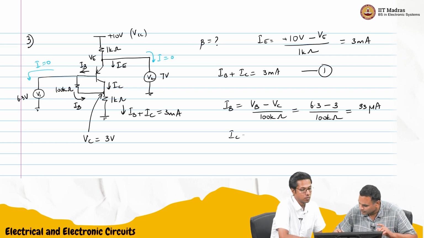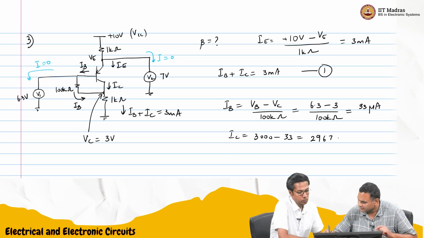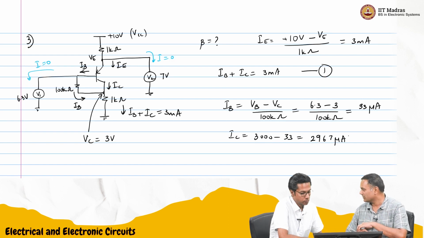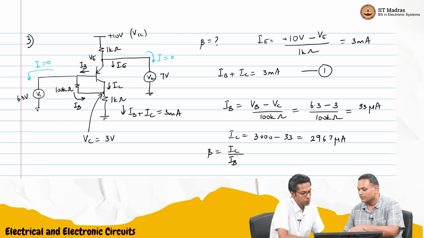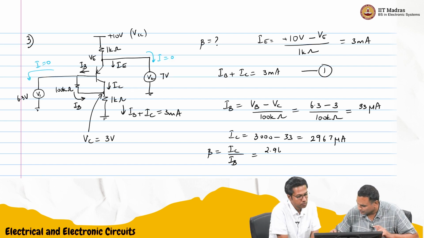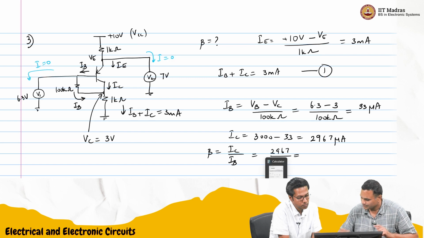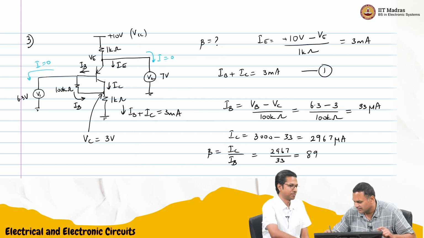Now it is easy. IC we know is 3000 minus 33, which is 2967 microamperes, or 2.967 milliamperes. Beta is IC by IB. Once you find out IB, it is 3 by beta plus 1. So 2967 divided by 33 is 89.91, so about 90. Correct.